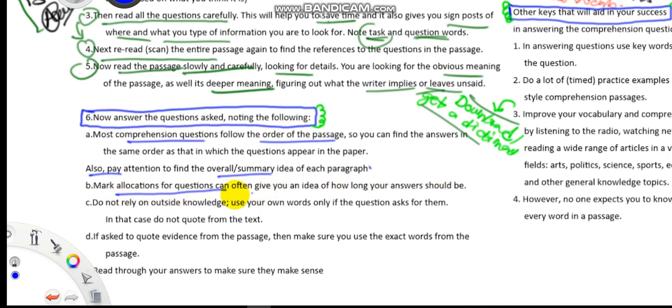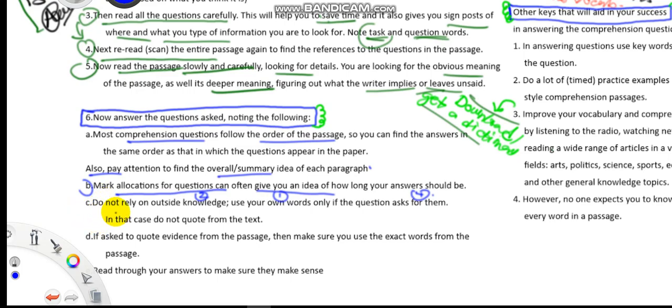If, for example, a question is given 2 marks and another one is given 4 marks, you know that the one with 4 marks needs a longer answer than the one requiring just 2 marks. So mark allocations can often give you a rough idea of how long your answers should be. If it's just 1 mark, you know this is maybe just a sentence or a phrase. B is just a rough guide.